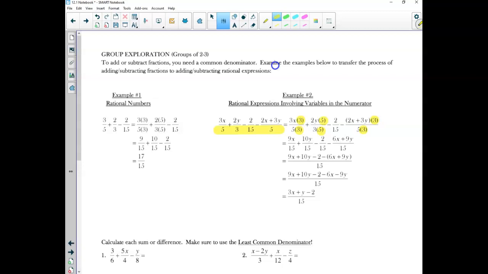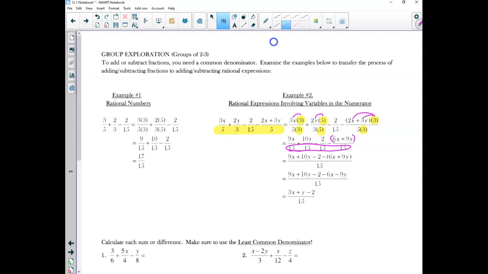times 3. So as I do this, I'm going to get my common denominators, and I get 9x over 15 because I multiply this and I multiply that. I distribute here. And then once all my denominators are the same, all I've got to do is add and subtract the top. Well, it's 9x plus 10y minus 2 minus this whole quantity.